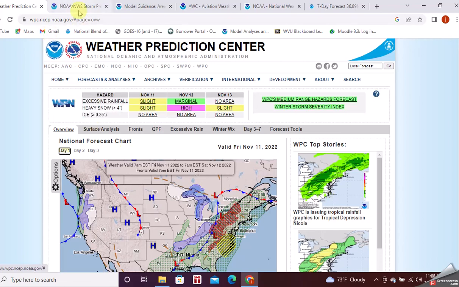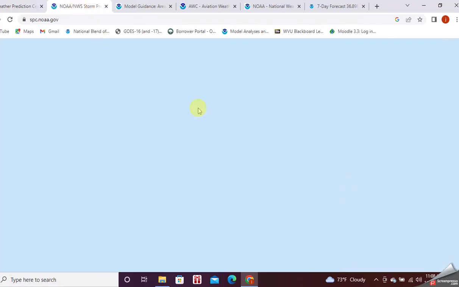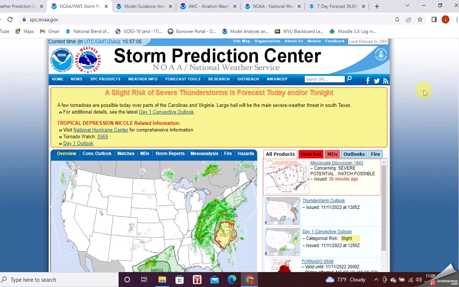Another part is the Storm Prediction Center. The Storm Prediction Center right now has me in a tornado watch. They issue that watch in coordination with the local forecast office. When I was working at the different forecast offices, they would call up and we would chat about whether we should or should not issue a watch. Most times, if they want it, they get it.